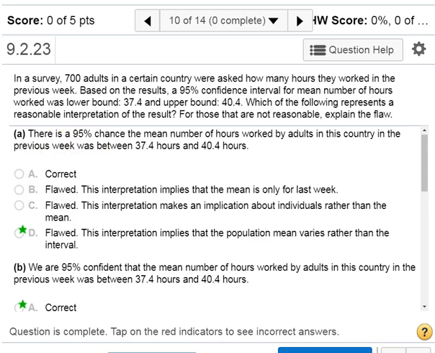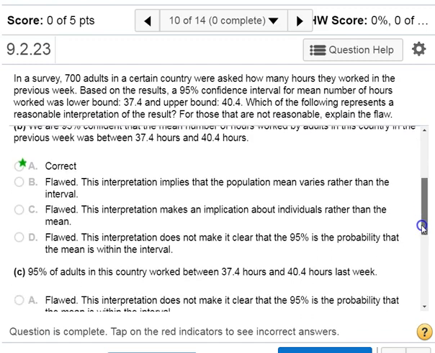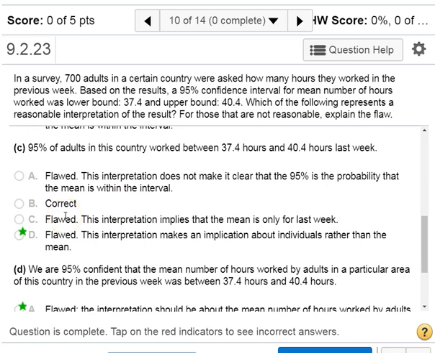If we had a way to survey every single adult in the entire country, we could find out what that exact mean was. And then there would be no need for a confidence interval, because we would know the exact mean, so we wouldn't need to estimate it with an interval. Another flawed way to interpret a confidence interval is to use it to make predictions about individuals. It would be wrong to say that 95% of adults worked in between our lower and upper bound, because this interval is not used to make any statement about individuals. It's just an interval that's used to estimate the population mean.